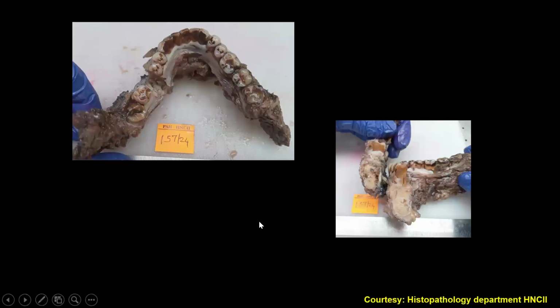This is the gross specimen. We can see that the tumor is on the left side and the entire mandible had to be removed. And we can see that this is the cut section where the tumor can be appreciated.